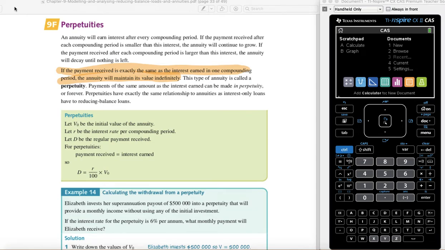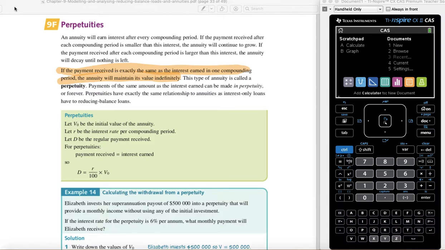Hello, today we're going to look at perpetuities. Now, perpetuities are used for people who have a lot of money to invest, and it's basically an interest-only investment. So, you hear of people who say that if they win Tattslotto, they're going to dump it into a high interest savings account and live off the interest. That's what this is basically.